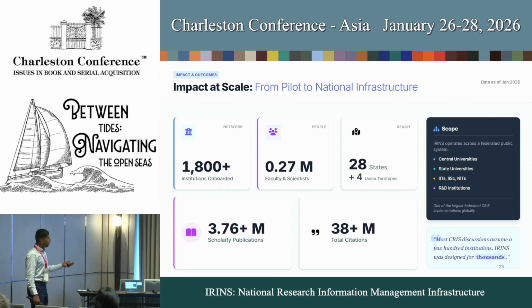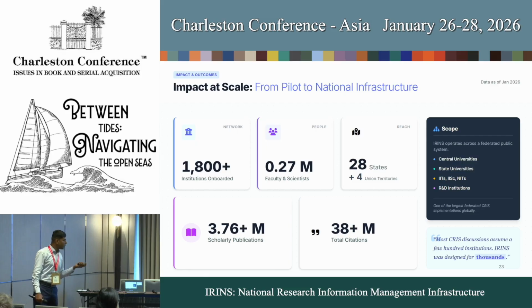This impact: we started this project in the year 2017. Within this 5-year period, we could reach 1,800 plus institutes. Through this platform, we connected near about 0.27 million faculty members across the country. This instance is available in near about 28 states and 4 union territories. Through this platform, we collected near about 3.76 million publication metadata and 38 plus million citation related information.